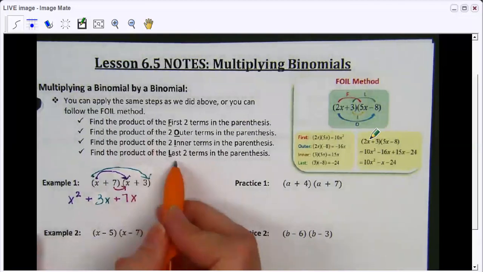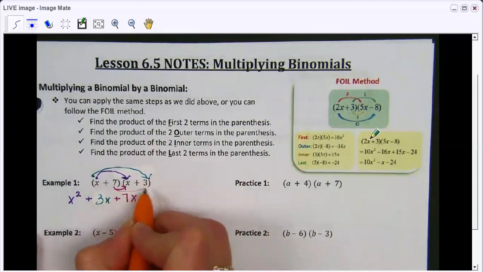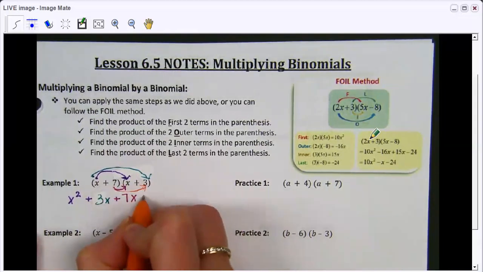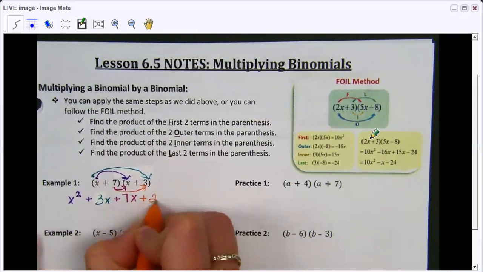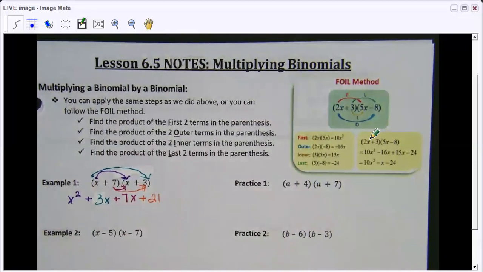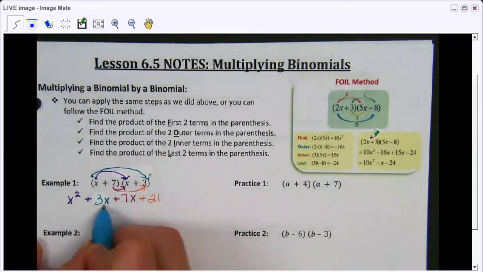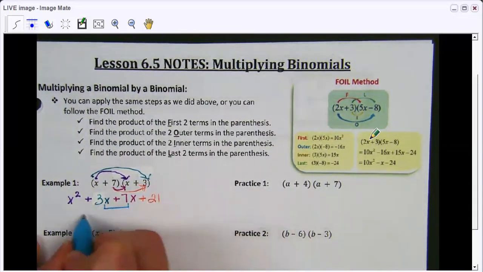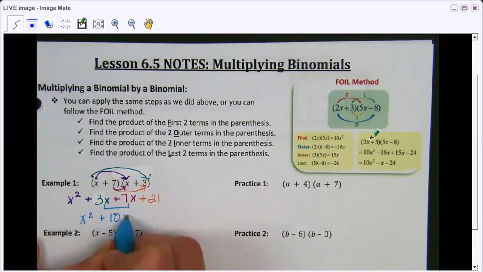And then you're going to multiply the two last terms in each parentheses. And you're going to get 7 times 3, which I tried to do earlier, is 21. Now, my question is, can you combine any like terms? And the answer is yes. 3x plus 7x is 10x. So my final answer would be x squared plus 10x plus 21.